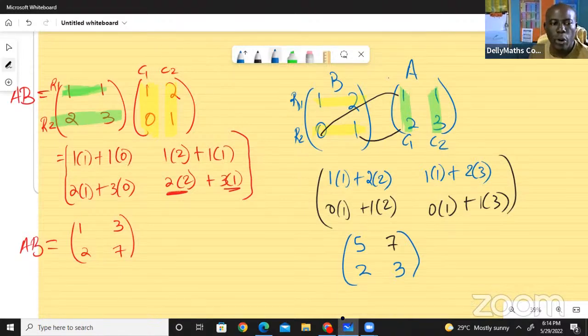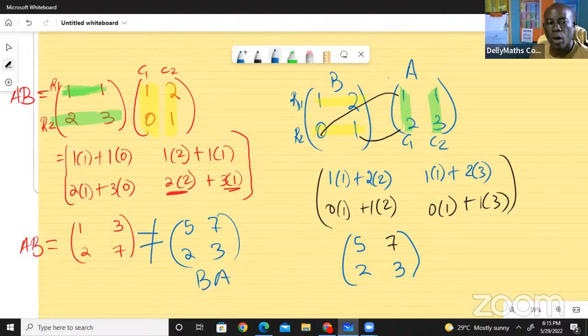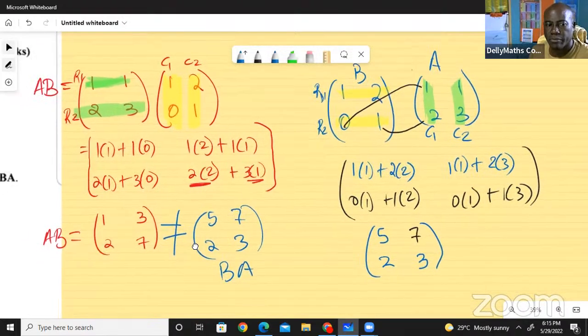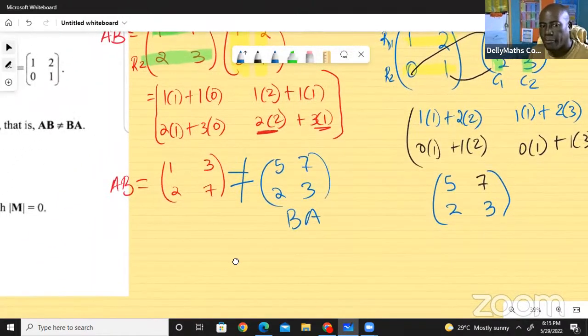So then when you compare them, look at this. AB and BA. Here they are. This is BA and that is AB. We could see that they are not equal. And the fact that they're not equal, that means they are not commutative. All right, very good.